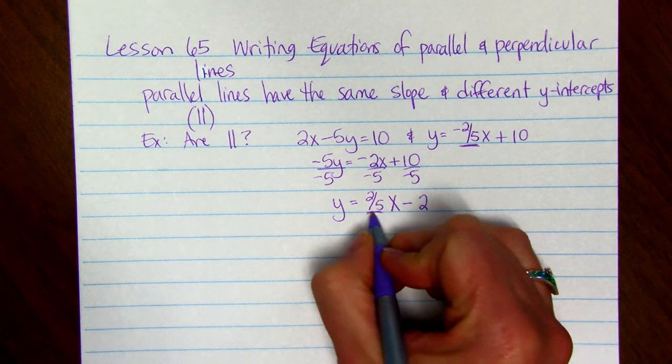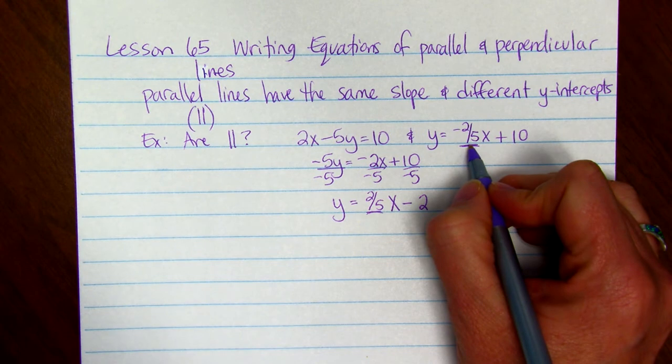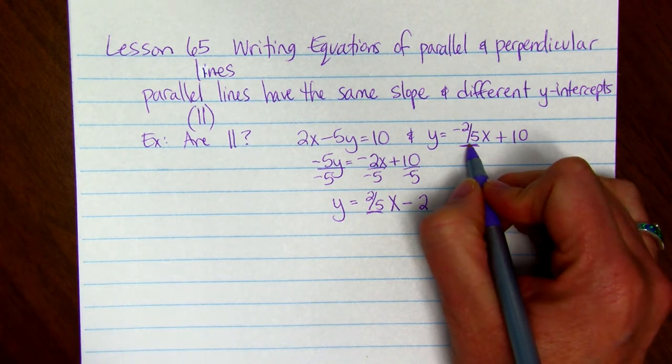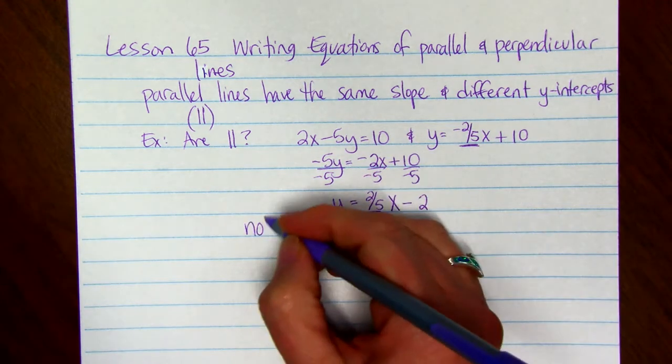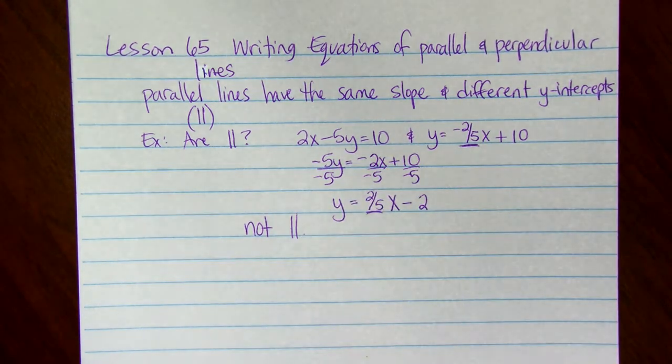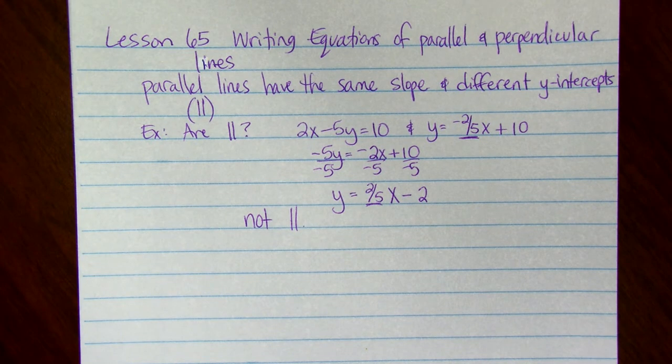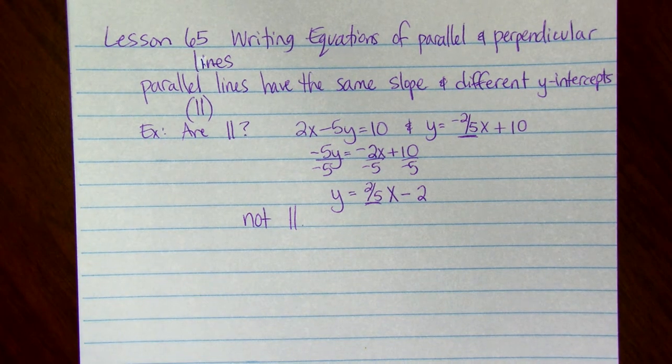So the slope here is 2/5. The slope on the second one was negative 2/5. So the slopes are not the same. They are not parallel. Now sometimes we're asked to write an equation of a parallel line.